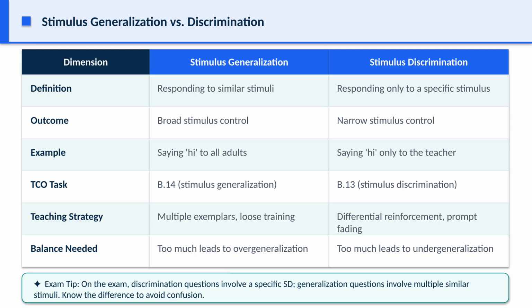Teaching strategies differ. Generalization is fostered through multiple exemplars and loose training, whereas discrimination relies on differential reinforcement and prompt fading. A critical balance is needed. Too much generalization leads to overgeneralization, responding to irrelevant stimuli, while too much discrimination leads to undergeneralization, failing to respond to appropriate similar stimuli. On the exam, you'll need to identify which process is being demonstrated in scenarios and select the correct teaching strategy to achieve the desired outcome.